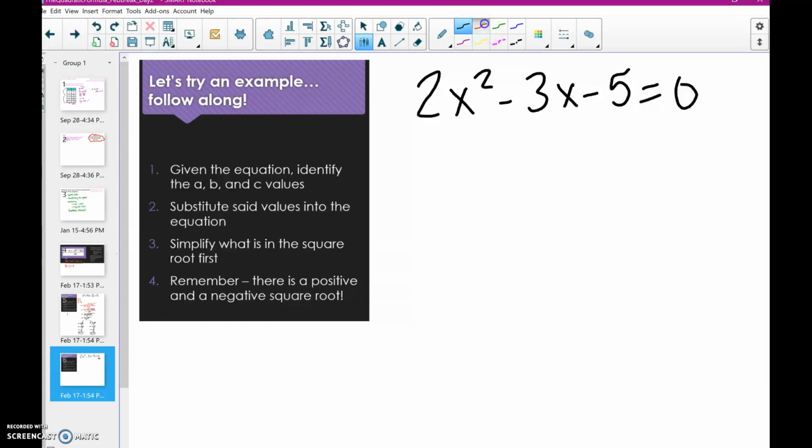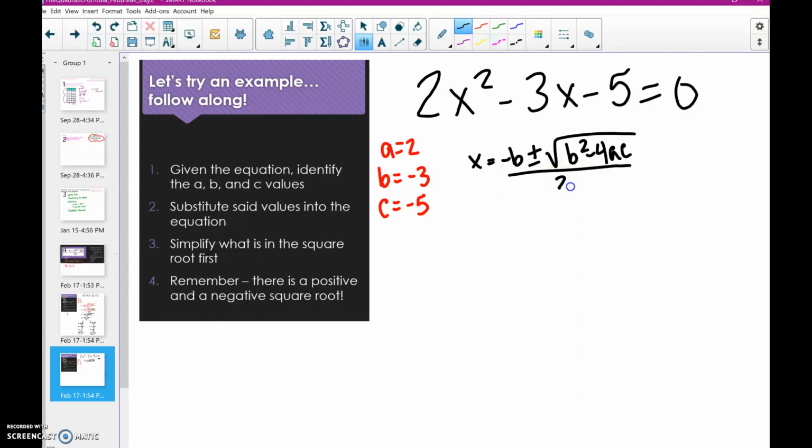So step 1, identify our a and b values. So we have a is 2 this time. Nothing changes about the way we solve it. B is -3. C is -5. Substitute those values into our quadratic formula. Again, to remember that, x is equal to -b plus or minus the square root of b squared minus 4ac all over 2a. Woohoo! Let's plug them in.